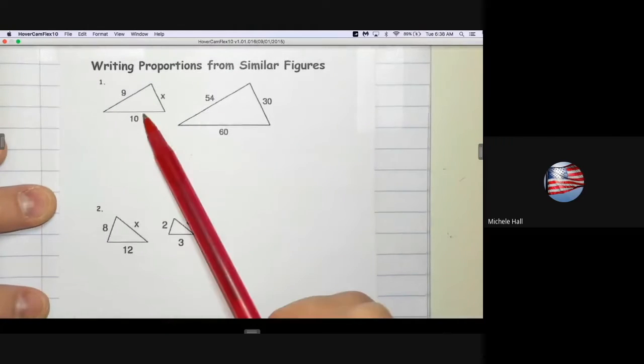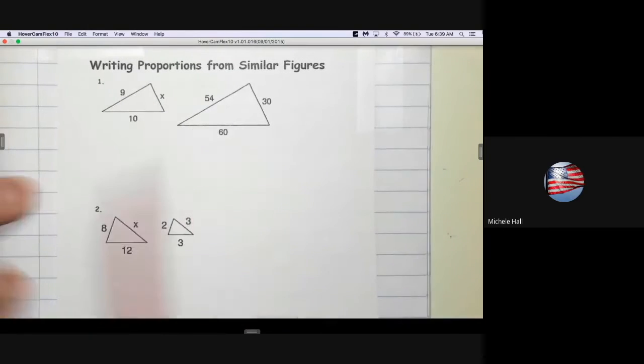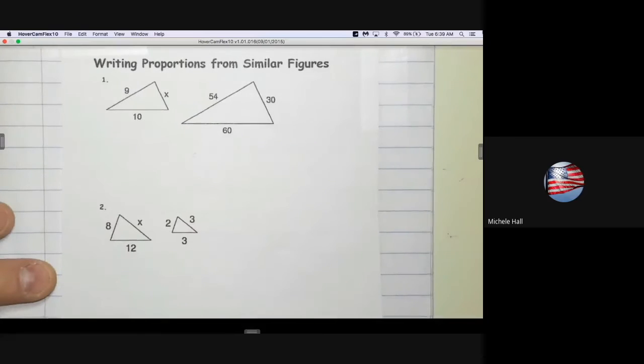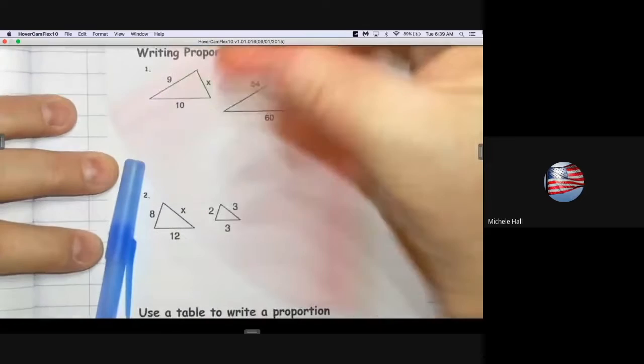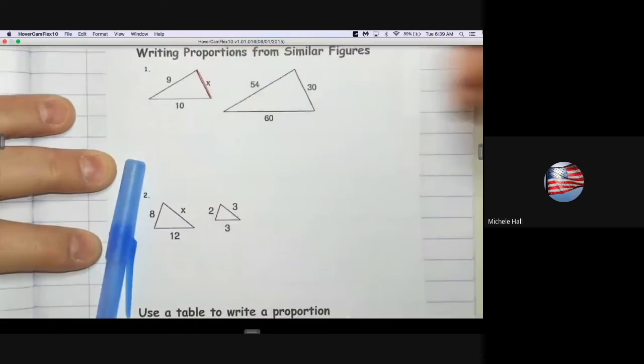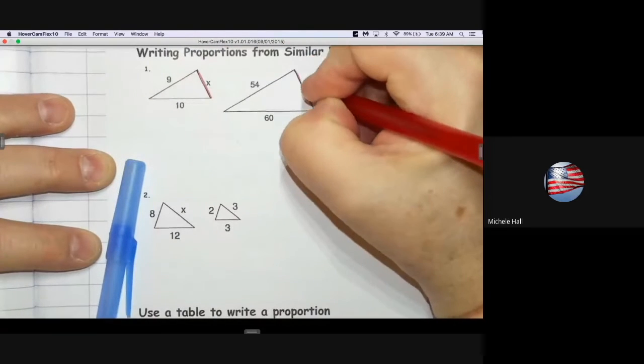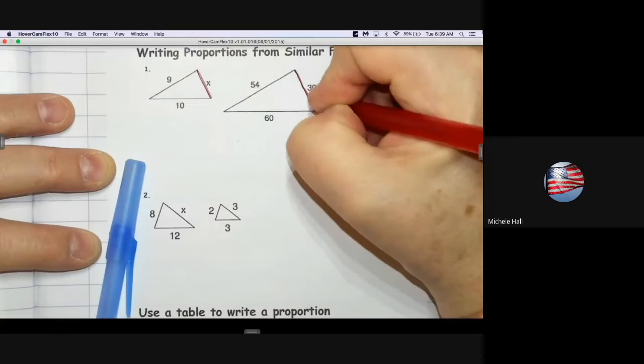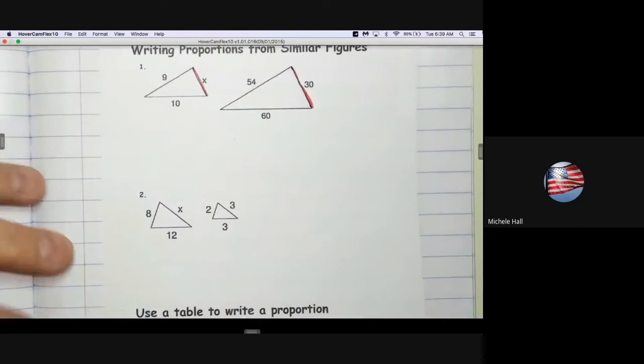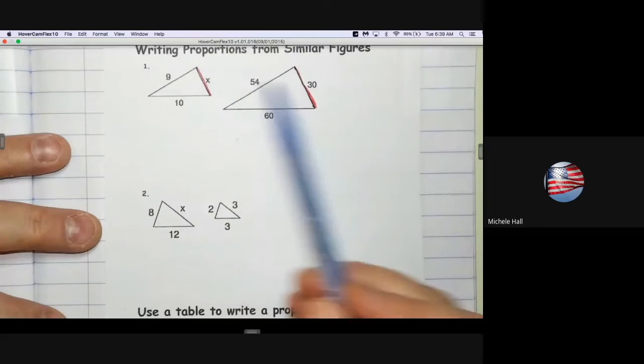Writing proportions from similar figures. These are similar. They're not congruent because they're not exactly the same shape, but they are similar to each other. I need to solve for x. X is on this side of the figure, and so I'm looking for the corresponding side that goes with that. That would be this side. X and 30 go together.